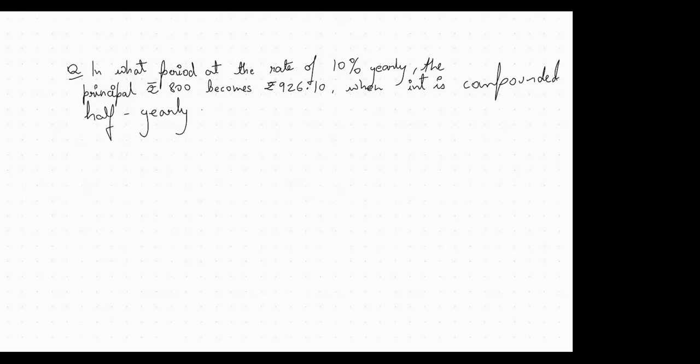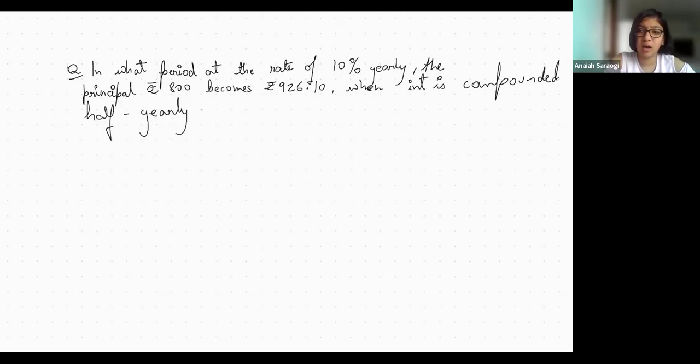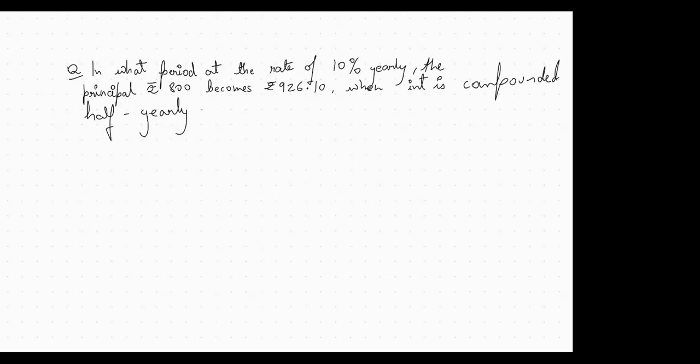Okay. So in this question, we have the amount that is 926.10. Principal is 800. I'm writing all the values. Ma'am, will it be R by 2 by 100? Yes, it will be R by 2 by 100.